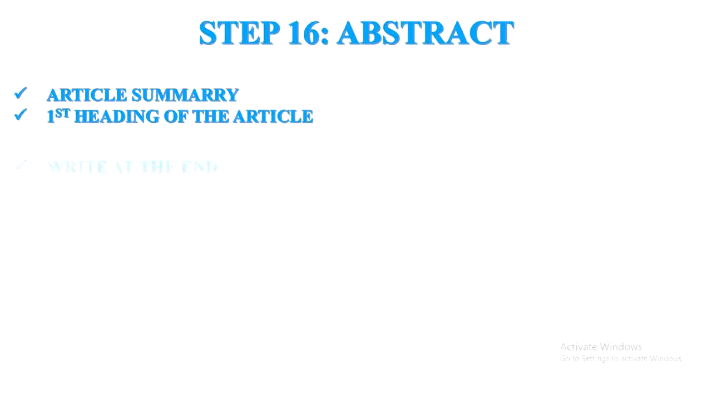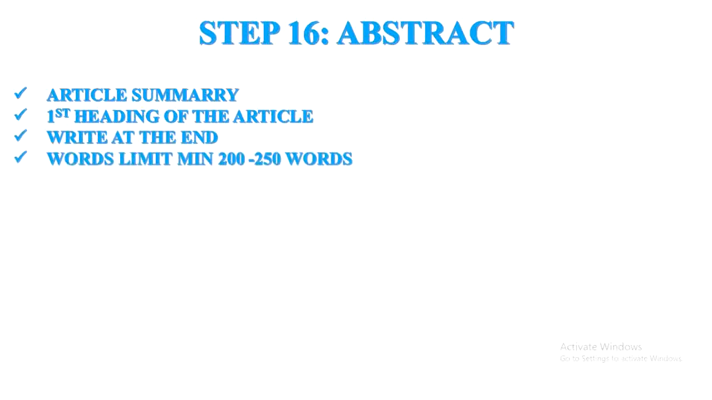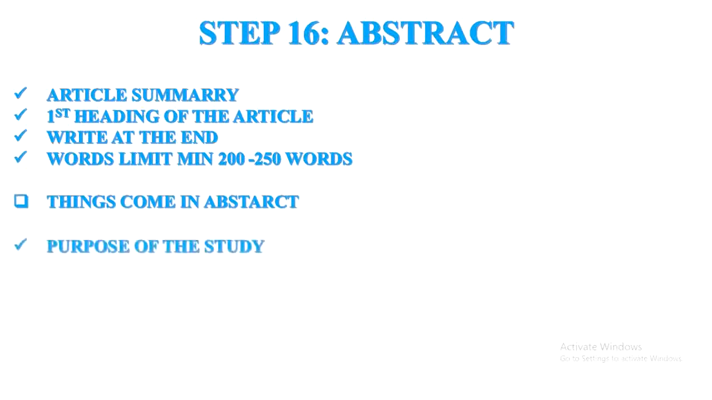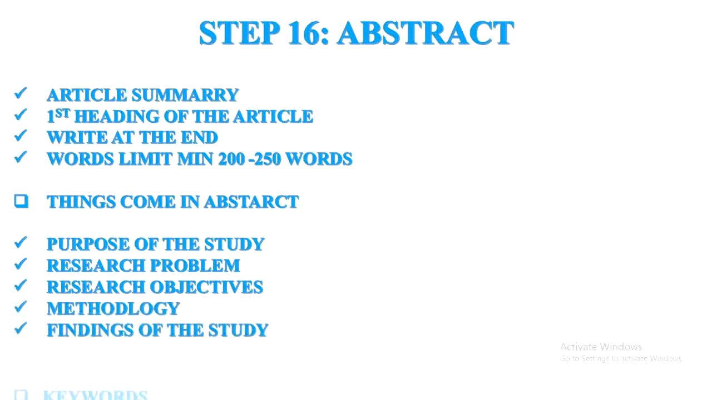Okay, then comes the word limit of abstract, which is maximum 250 words. Ideal abstract word limit. Don't increase that word limit or decrease. Okay, try to write maximum 250 words. There is no issue, or write between 200 to 250 words. Then the things which come in abstract are purpose of your study, research problem, research objectives, methodology, and findings of your study. Plus most important, the keywords, which are your variables of your study.